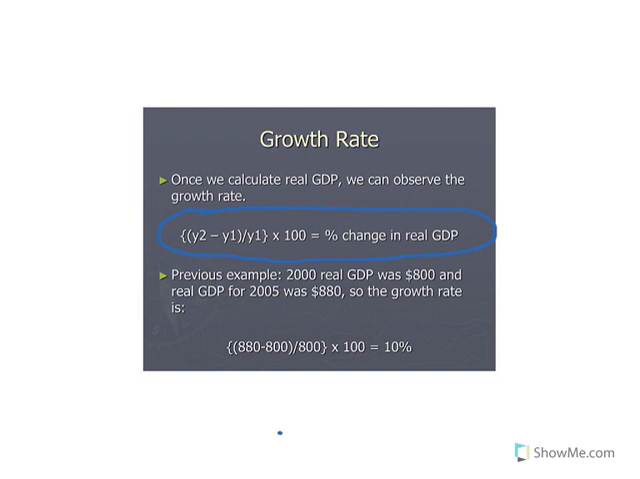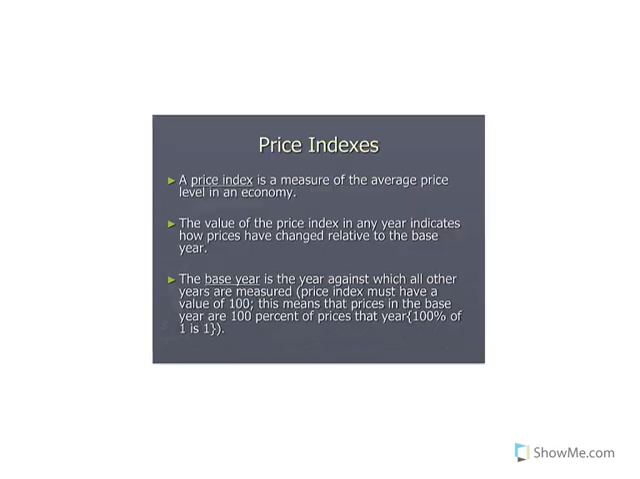So 880 divided by 800, and then take that value and multiply it by 100, we could see that the growth rate between those years was 10%. So again, we could say that between the years 2000 and 2005, the economy grew by 10%. We increased our output by 10%.